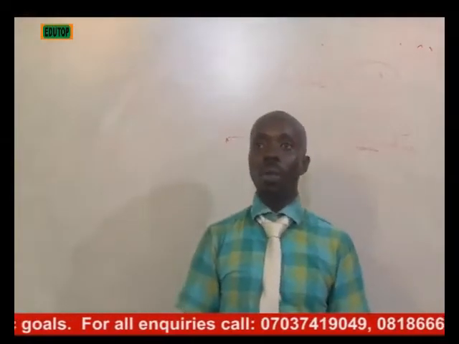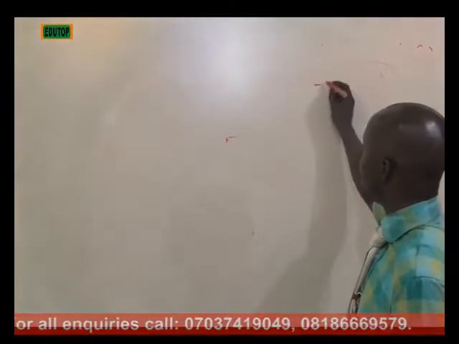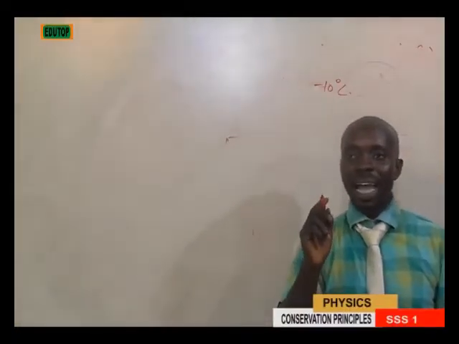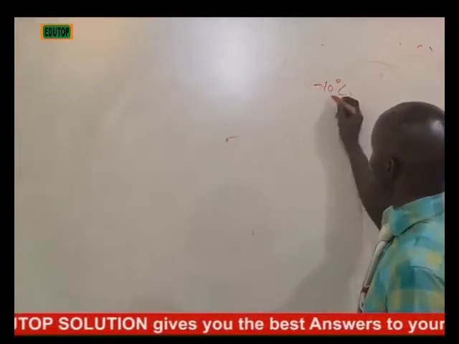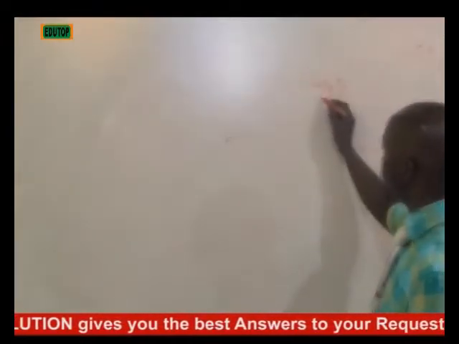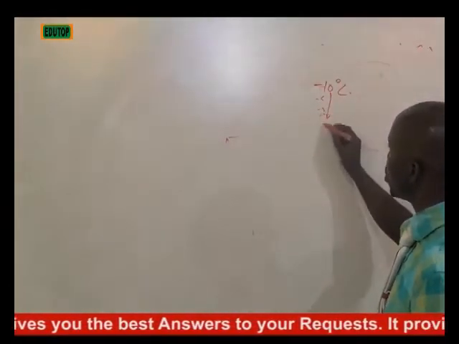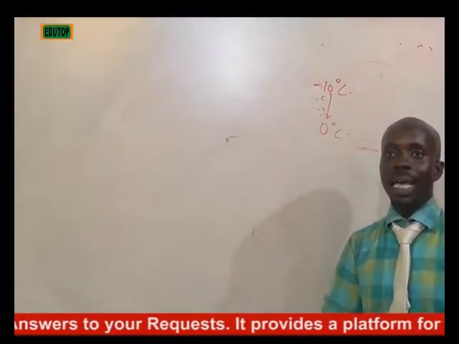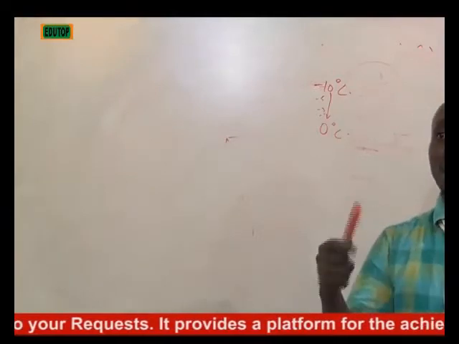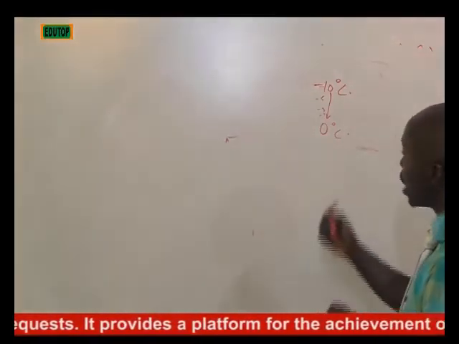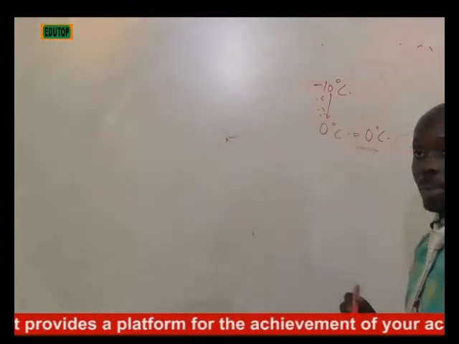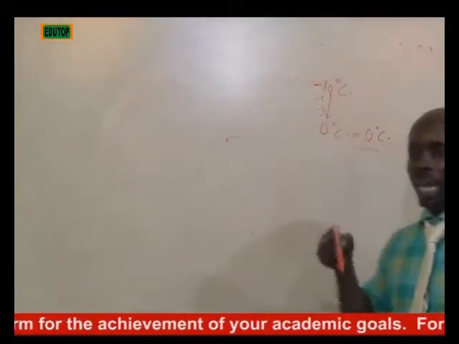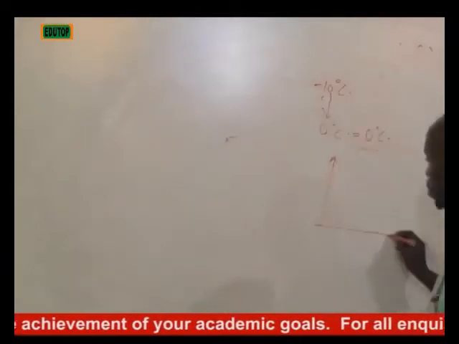In simple terms, it is a situation when water at minus 10 degrees Celsius, this is statement 2, is heated and expands slightly, from minus 10 to minus 5, minus 3, minus 2, until it gets to 0 degrees Celsius. It expands slightly until it gets to 0 degrees Celsius. Thereby, it melts into water at that same 0 degrees Celsius. Now, it melts into water at the same temperature and begins to contract instead of expanding.